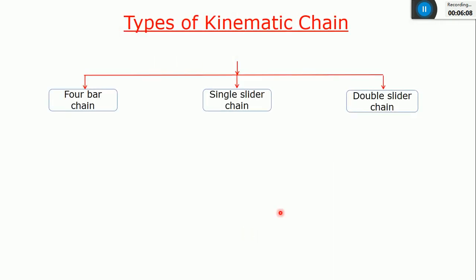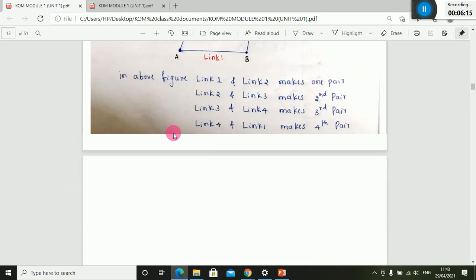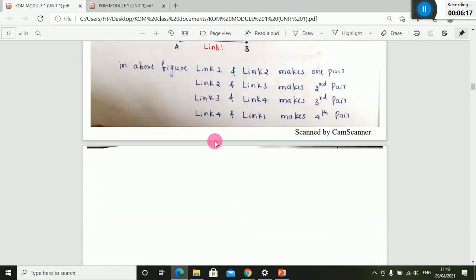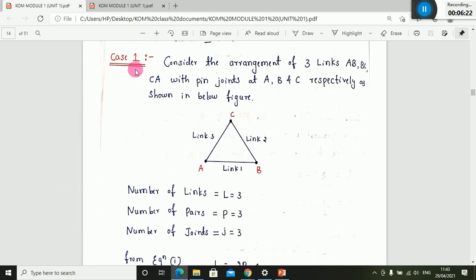Let me take some example so that it will be convenient. So please just take the first case. Just write down this. Consider the arrangement of three links, that is AB, BC, CA, with pin joints at A, B, C respectively, as shown in the below figure. Please write down this problem, so that I'll check whether this group of kinematic pairs is a kinematic chain or not.